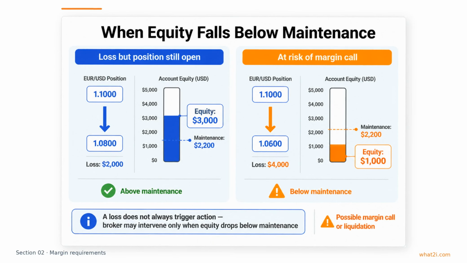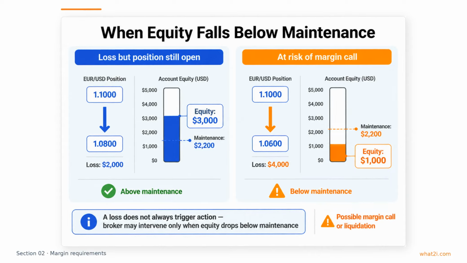If Euro USD falls from 1.1000 to 1.0800, the loss is $2,000. So her $5,000 of equity falls to $3,000. That is uncomfortable, but it still remains above the $2,200 maintenance threshold, so the trade can continue.